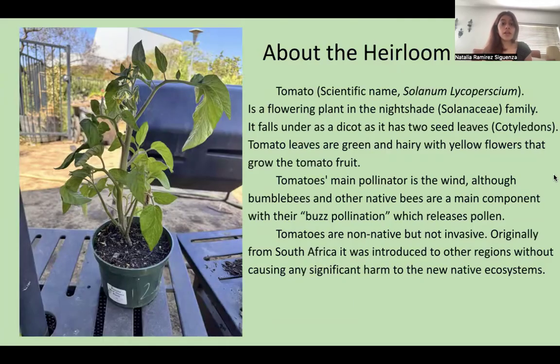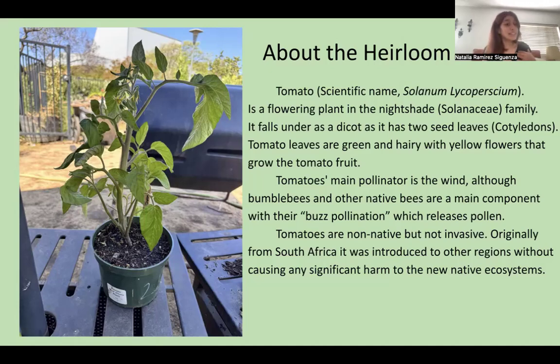Now about the tomato. The tomato I specifically worked with was heirloom tomato, but the tomato itself has a specific scientific name, which is Solanum lycopersicum. I did try to say it, but I know I was going to butcher it. It is a flowering plant in the nightshade family. It falls under a dicot as it has two leaves, the cotyledons. The tomato leaves are green and hairy with yellow flowers that grow the tomato fruit.